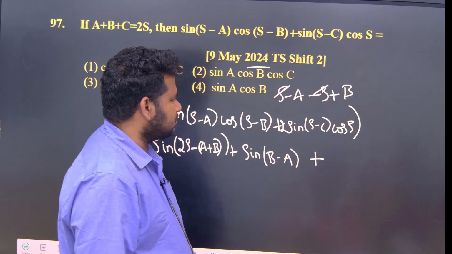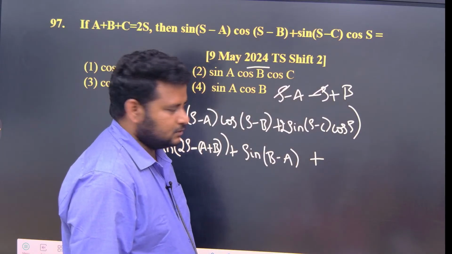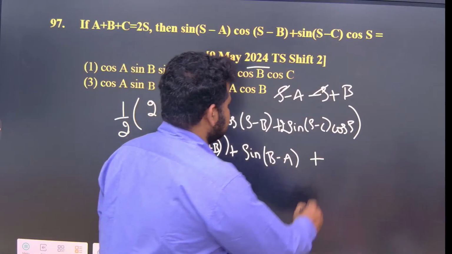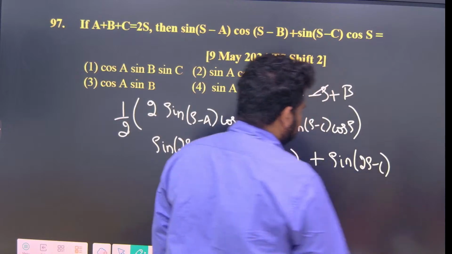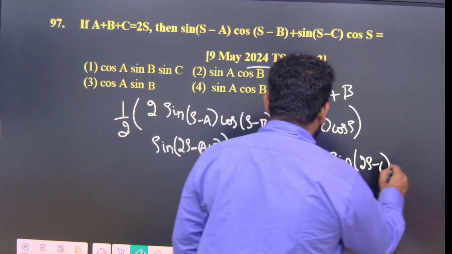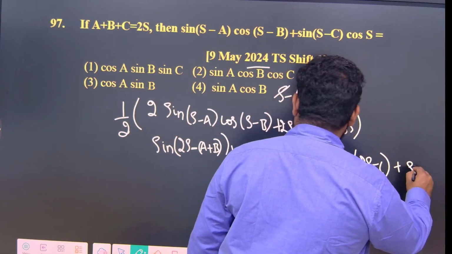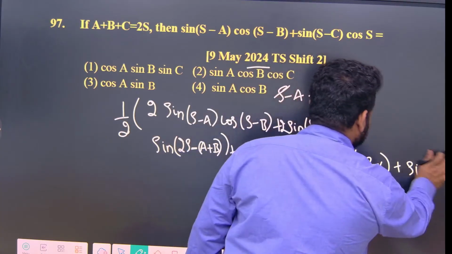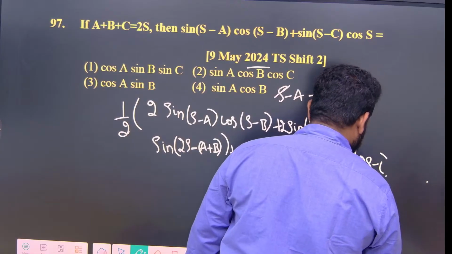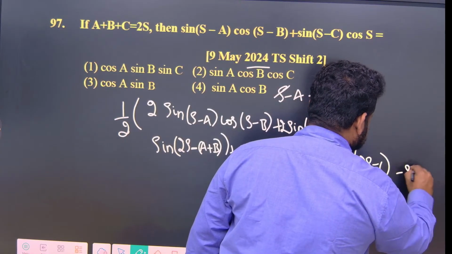Sin of 2 sin a cos b. Sin of a plus b. Sin of a plus b is what? S plus 2s minus c. 2s minus c. Okay, this is what? Plus sin of 2s minus c minus s. So sin of minus c, that will be minus sin c. Correct? No? This will be minus sin c.